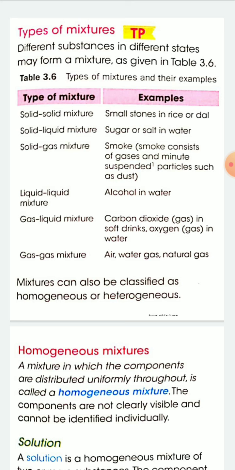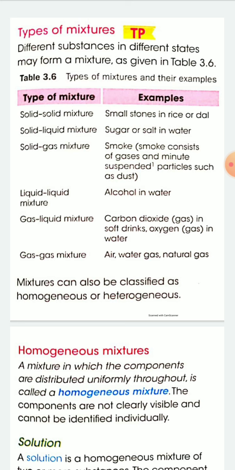Second type of mixture is solid liquid mixture. In this type of mixture, one component is solid and another component is liquid, so it is a solid in liquid mixture. For example, sugar or salt in water. Sugar is solid and water is liquid. So sugar in water is a solid in liquid mixture, or salt in water is also a solid in liquid mixture.